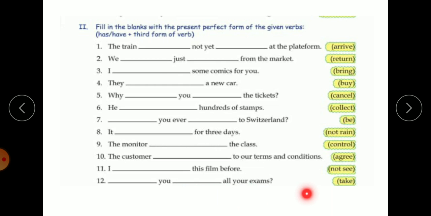Clear? So what are we doing in this exercise? These are the verbs. Change them into the third form because you know present perfect form में third form of the verb use होता है. So आप इनको third form में change करेंगे. But before that you have to put has and have. So how you will decide has and have? If the subject is singular, put has. If the subject is plural, put have. And with I and you, put have.